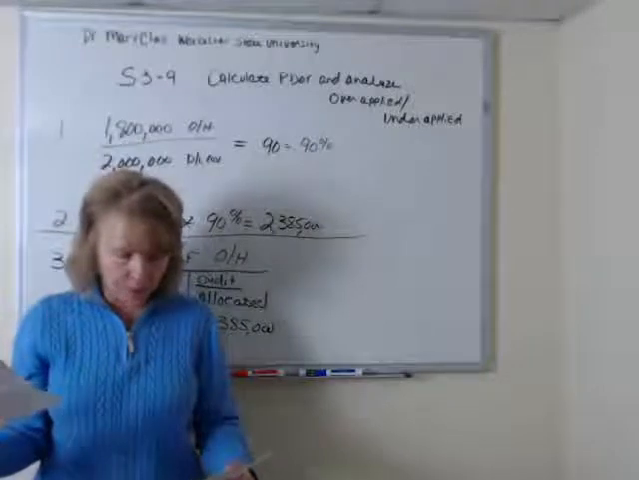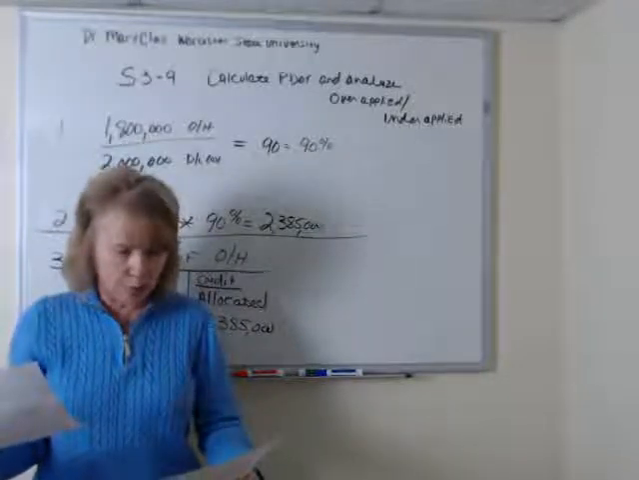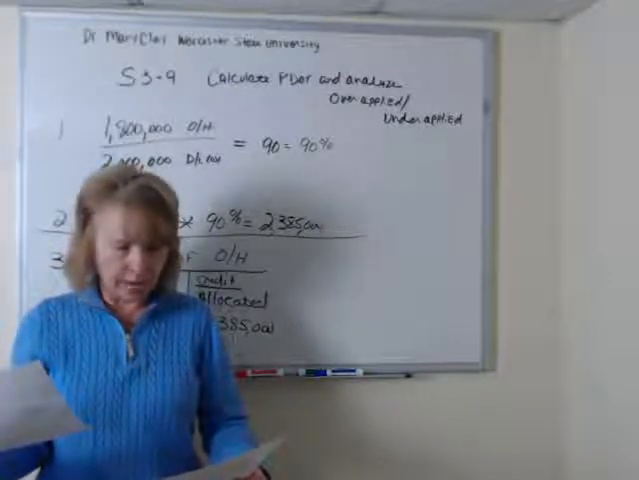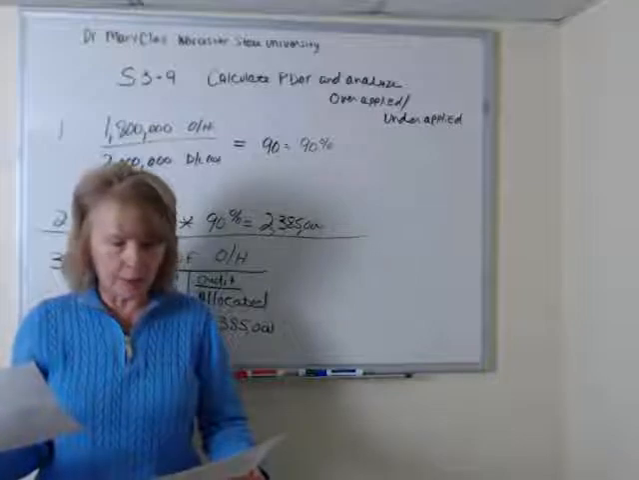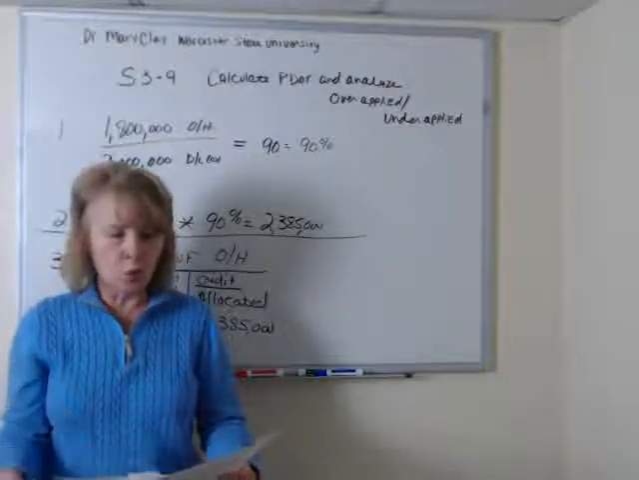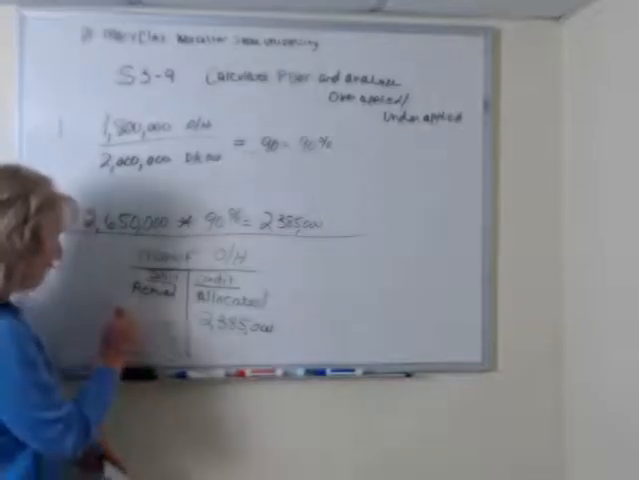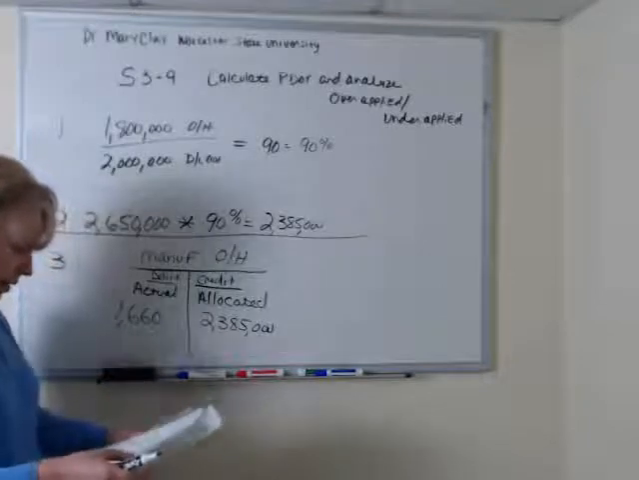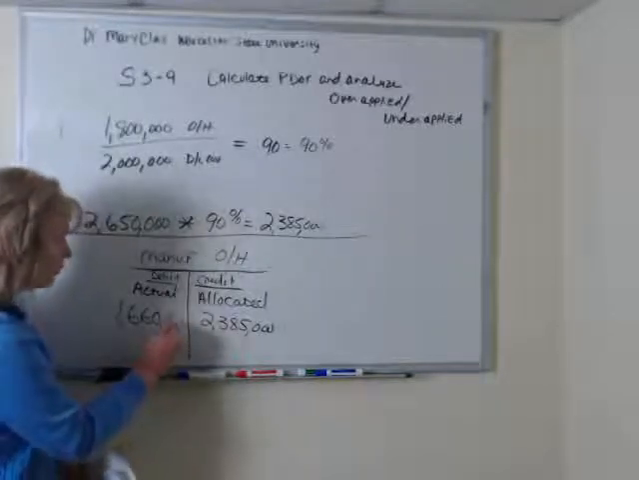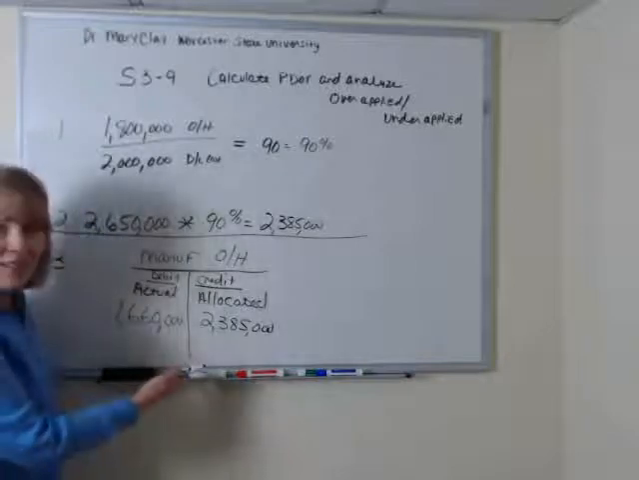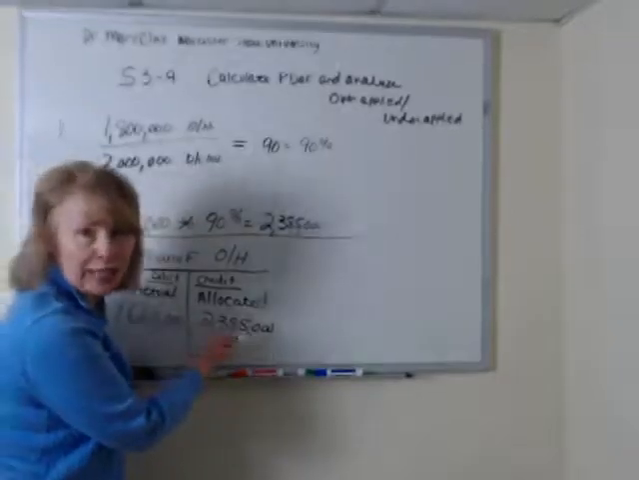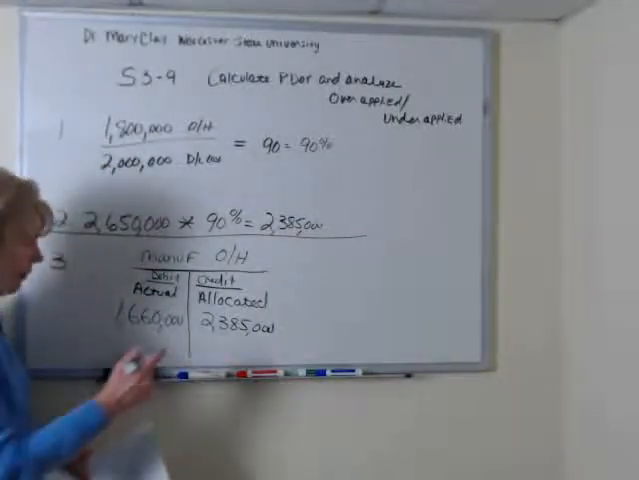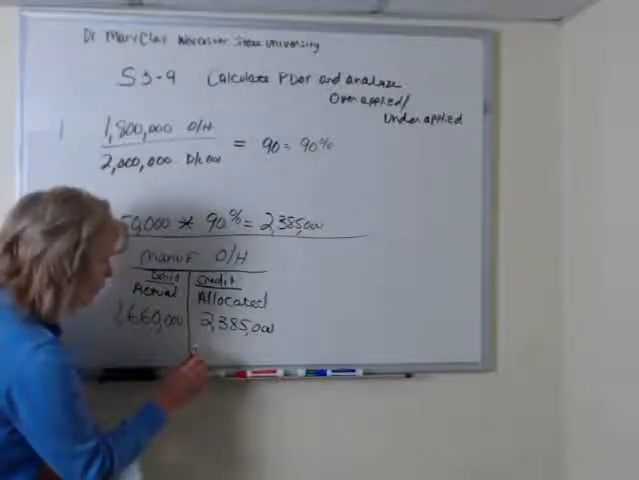Now I go back to the problem, and what I'm trying to find is the actual amount of overhead. All right, so what do they say? After the year was over, the accounting records indicated that the company had actually incurred $1,660,000. So the actual is $1,660,000. Okay, we'll just eye it. You estimated $2,385,000, right? The actual was $1,660,000. Take the difference between the two, right?